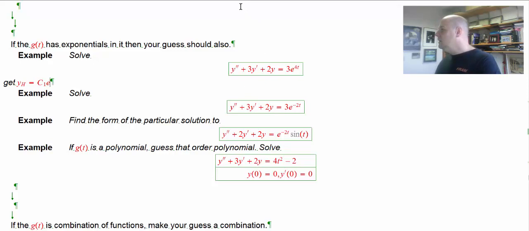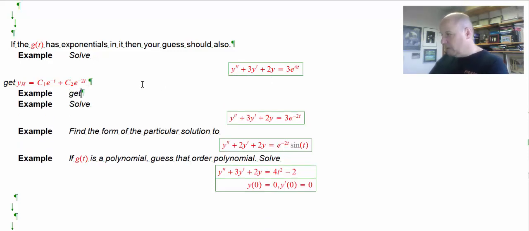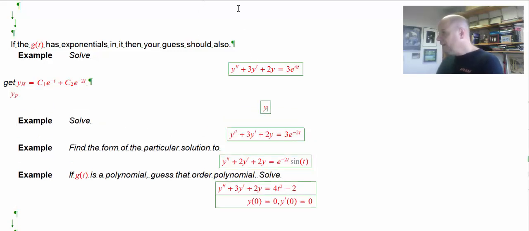So my solution is, and no surprise that the eigenvalues have negative real part because all of the coefficients are positive. So here's my homogeneous solution. Now I need to get the particular solution. Well, let's guess a particular solution such that the second derivative of it plus 3 times the first derivative plus 2 times it is equal to 3 e to the 4t.